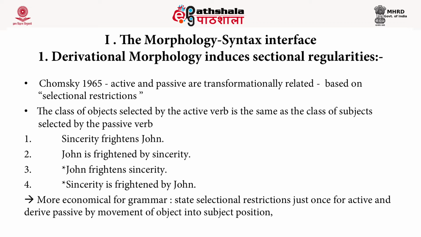Compare this with sentences 3 and 4. John frightens sincerity. Sincerity is frightened by John. Frighten as a verb does not select sincerity as its object in the active form, and hence it cannot take it as a subject in the passive form. Thus, what's more economical for grammar is that the grammar states selectional restrictions just once, and that is for the active, and we derive the passive by movement of the object into the subject position.